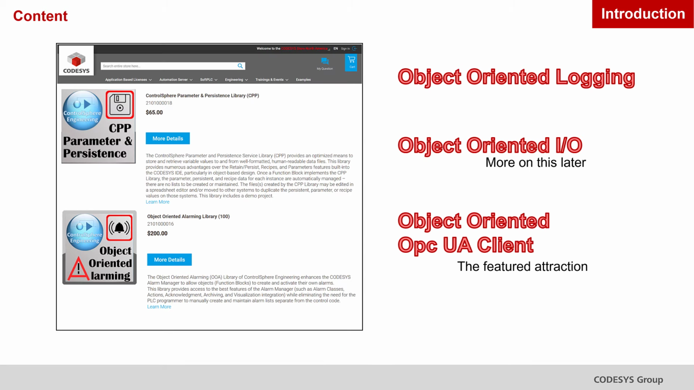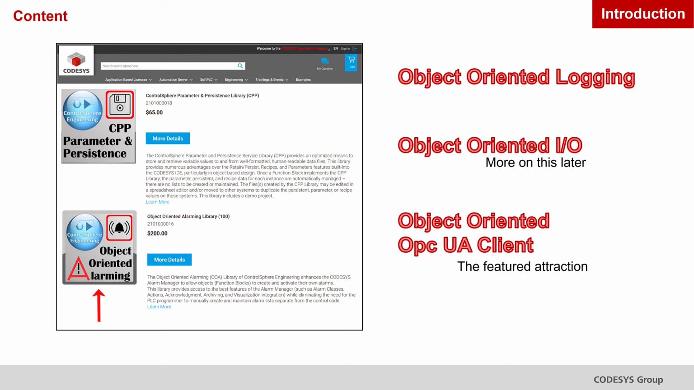Two of these libraries are available on the CODESYS store: the Control Sphere Parameter and Persistence Library, which allows you to manage the parameters of your objects in a well-organized spreadsheet, and allows you to manage your persistent variables in a human-readable form which can be transferred to other systems. You'll see more of this in the Object-Oriented I/O demo.